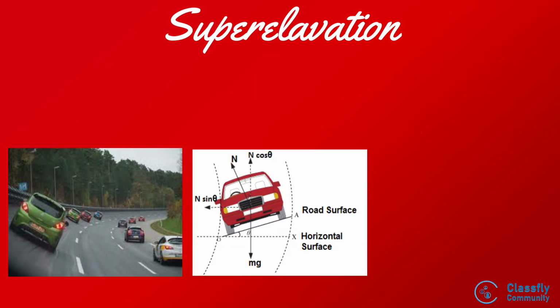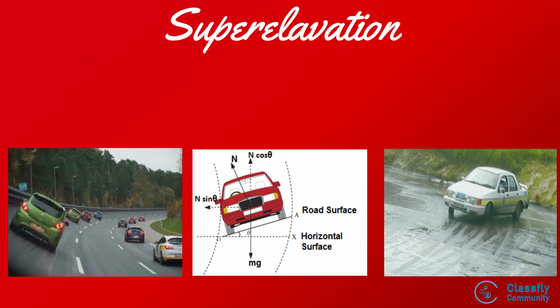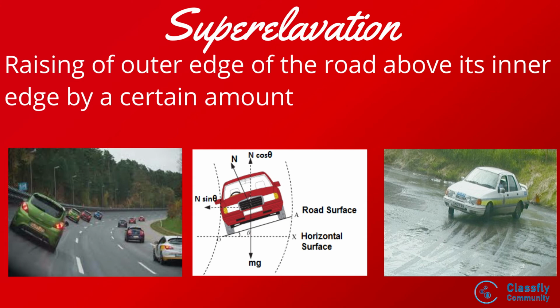This is done because a person moving in a vehicle along a curved path will experience an outward pull due to the centrifugal forces. Hence, to avoid undesirable conditions such as skidding and overturning of the outer edge of the vehicle, the raising of the outer edge of the roads above the inner edge by a certain amount is known as superelevation. This is also called banking in roadways and cant in railways.